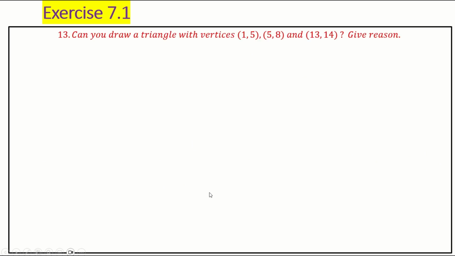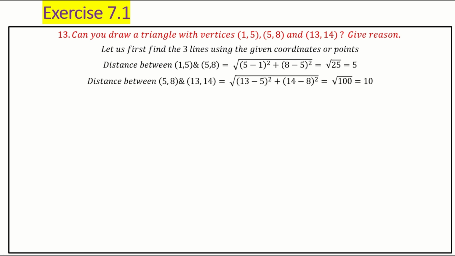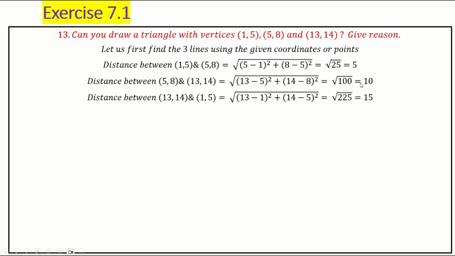Next. Can you draw a triangle with vertices (1, 5), (5, 8) and (13, 14)? Okay. Now we know the triangle rule: the sum of two sides should be greater than the third side. So first find out the distances between these 3 points. I get 5, 10 and 15. If I see it clearly, they are collinear because 5 plus 10 equals 15, which means you cannot form a triangle with this.